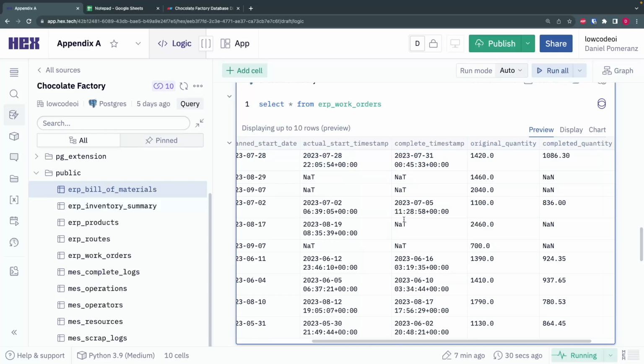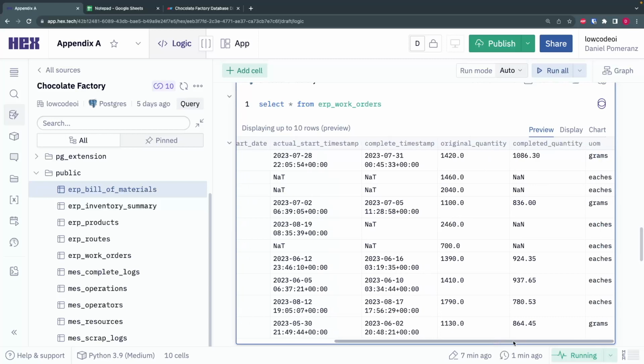Notice that there's nulls, sometimes both, right? If a work order hasn't started, then both columns will be null, or if a work order is in progress, then only one of these, right? The complete will be null. And the same thing goes for the original quantity and the completed quantity.